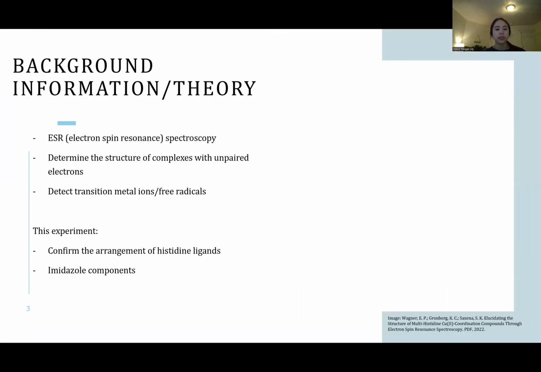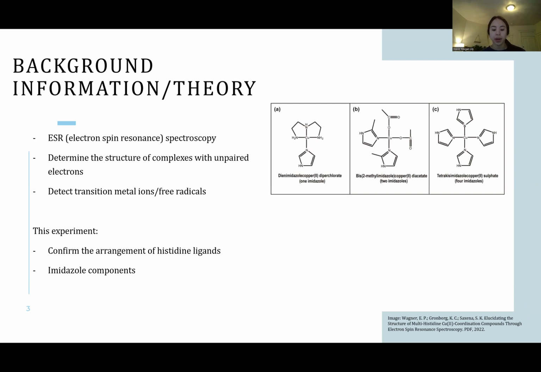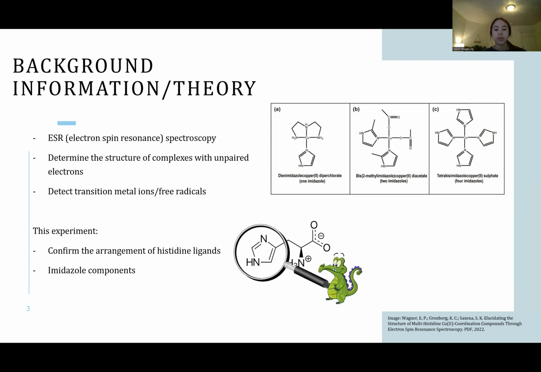So EPR is also referenced as ESR, and this is a technique that is useful for determining the structure of complexes containing unpaired electrons and may be used to detect transition metal ions and free radicals. So in this experiment, the ESR spectra of these three histidine copper coordination compounds will be analyzed to confirm ligand arrangement. So histidines are strong metal ion coordinators in proteins and are essential amino acids that contain an imidazole side chain. The imidazole components contain two nitrogens that are able to bind to copper.